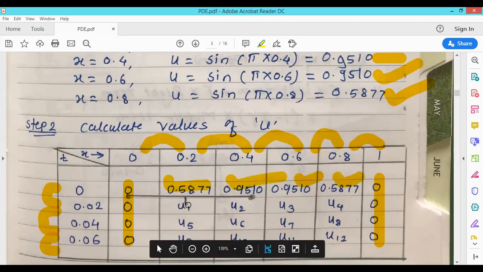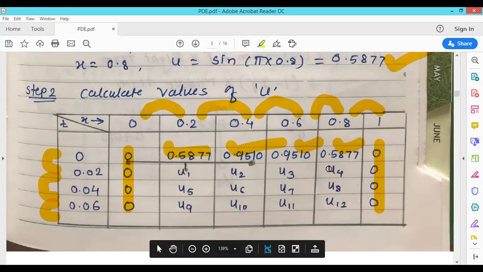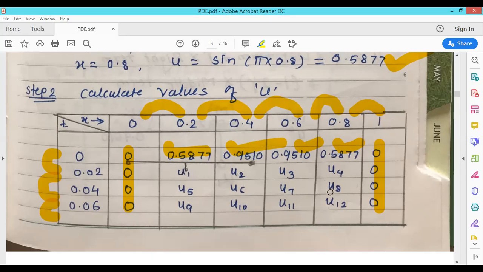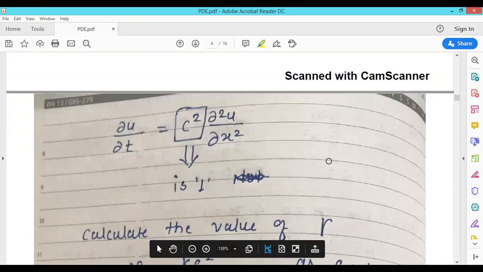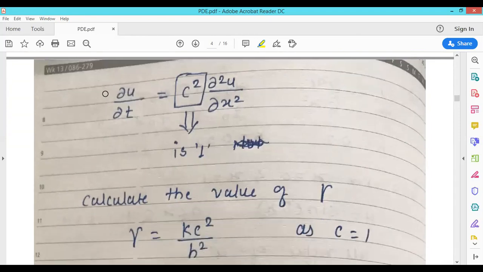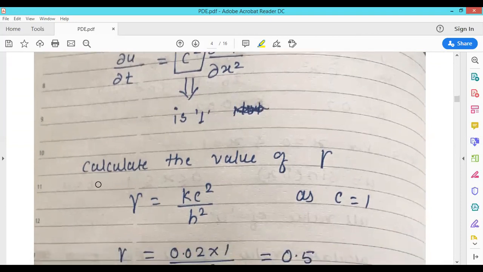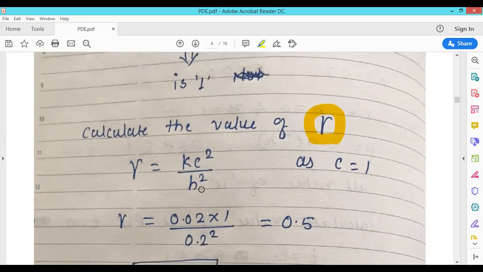And from that I have to write down the u values that I find after doing the calculations. So u1, u2, u3, u4, u5, u6, u7, u8 up to u12, these values I have to write down. After that, we know this is the generalized equation for the parabolic function: du by dt is equal to c square d square u upon dx square. In that case, c square is equal to 1. From that, we have to calculate the value of gamma. This is very important.